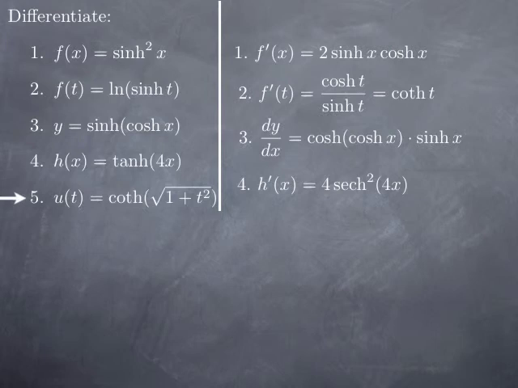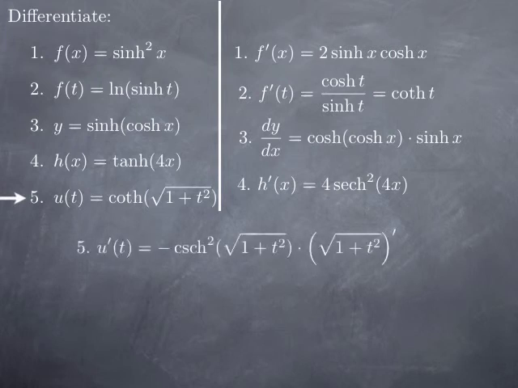Finally, we want to differentiate the function u of t defined by the hyperbolic cotangent of the square root of 1 plus t squared. So this is again a composite. I have the function square root of 1 plus t squared plugged inside the hyperbolic cotangent. So we get the derivative of hyperbolic cotangent, which is negative hyperbolic cosecant squared, evaluated at the function inside, and then I have to multiply by the derivative of the function inside. So just the derivative of root of 1 plus t squared. This in turn is again a composite. I have the function 1 plus t squared plugged inside the square root function.